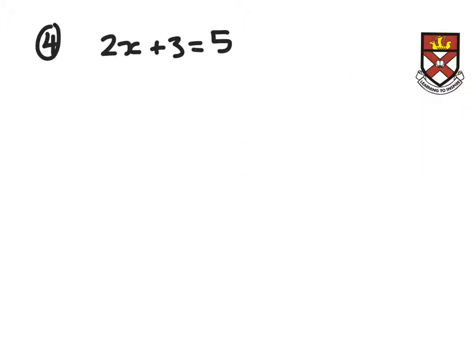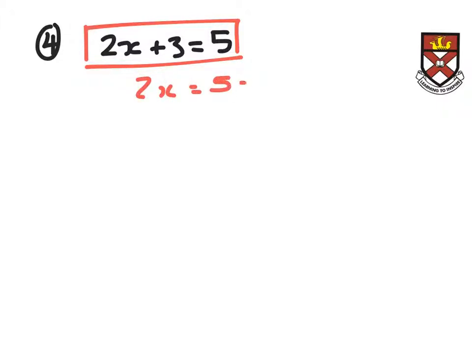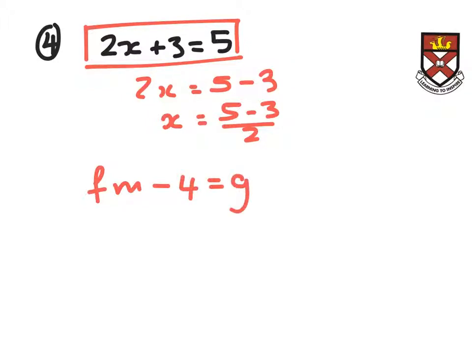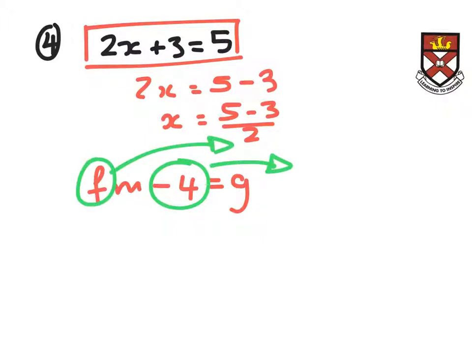Question 4. Now we've not done a lot of these in class, but what we have done is a lot of equations. So how would we solve the equation? We would take the 3 over, and it becomes a takeaway, and then you would divide by the 2. So the example you've got is fm minus 4 equals g. So we just do the exact same thing. Take the minus 4 over, and then take the f over. And you do a similar thing for the rest of that question.